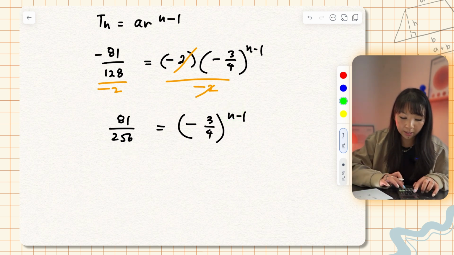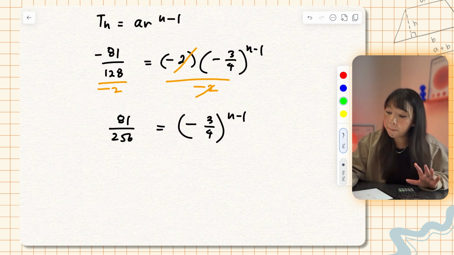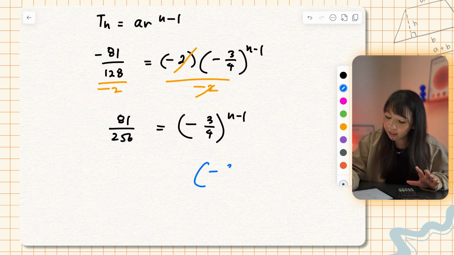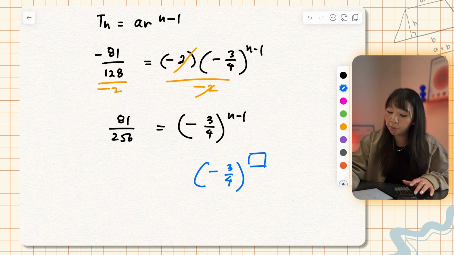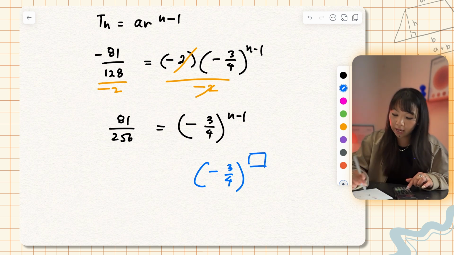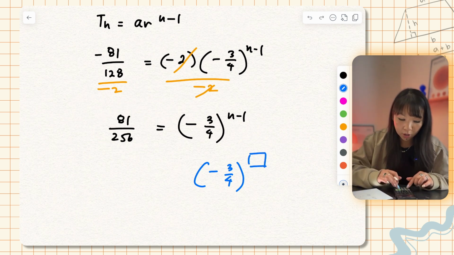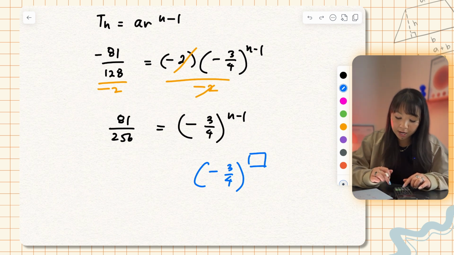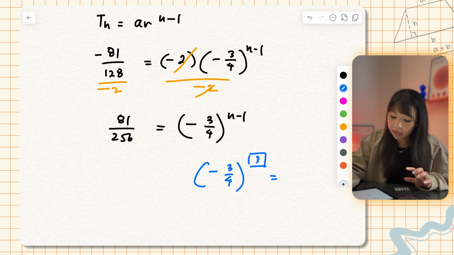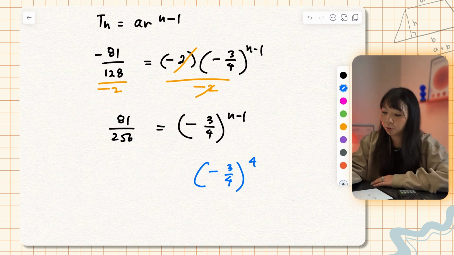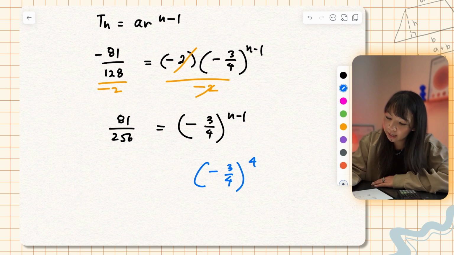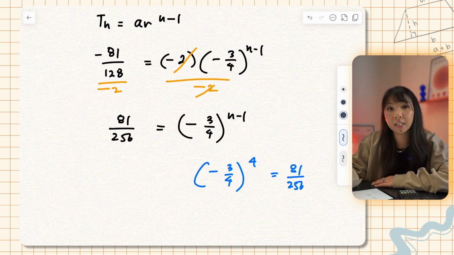So put in your calculator negative 3 on 4, make sure it is in brackets. If it's not in brackets, it's not going to work. Then you keep plugging numbers into the power until you get 81 on 256. Plugging in the power of 3 gives me negative 27 on 64, so that's not right. To the power of 4. Okay, when putting in the power of 4, it does actually give you 81 on 256.